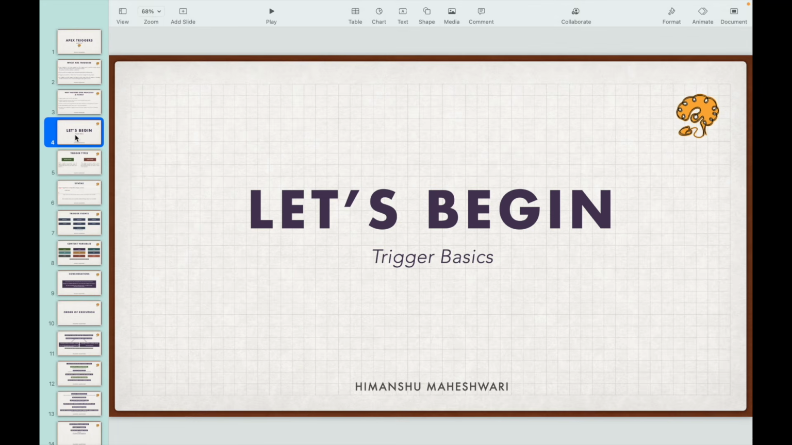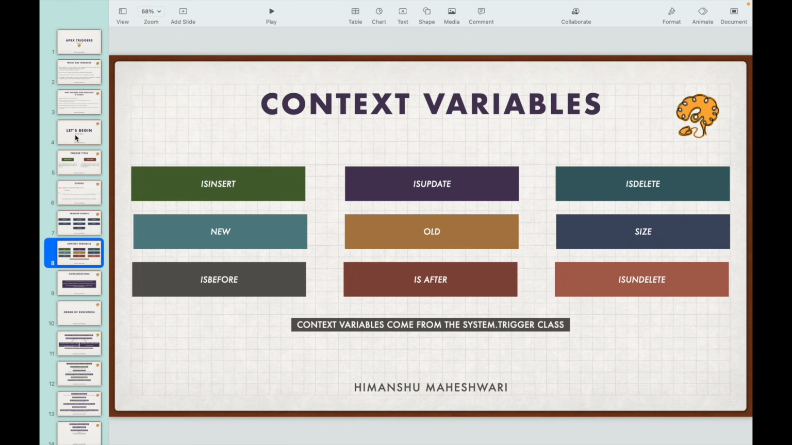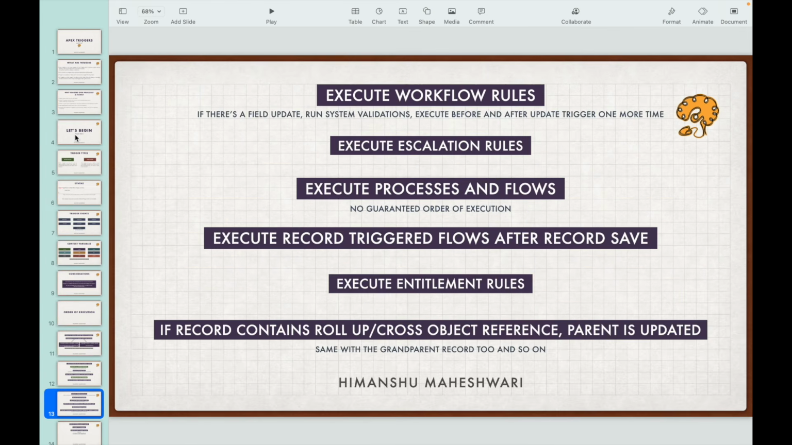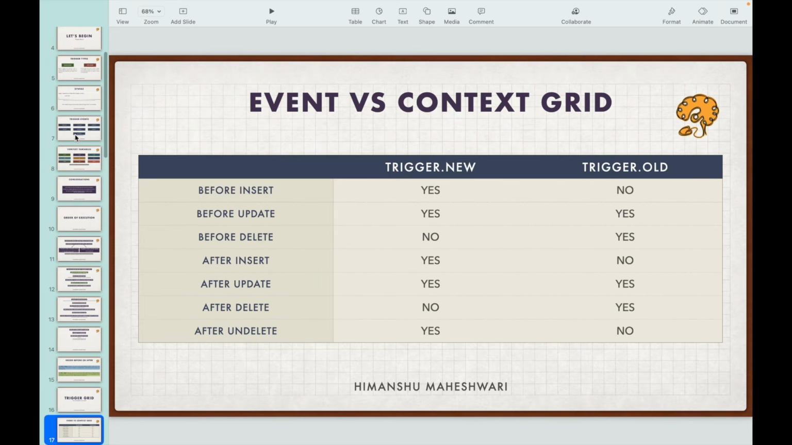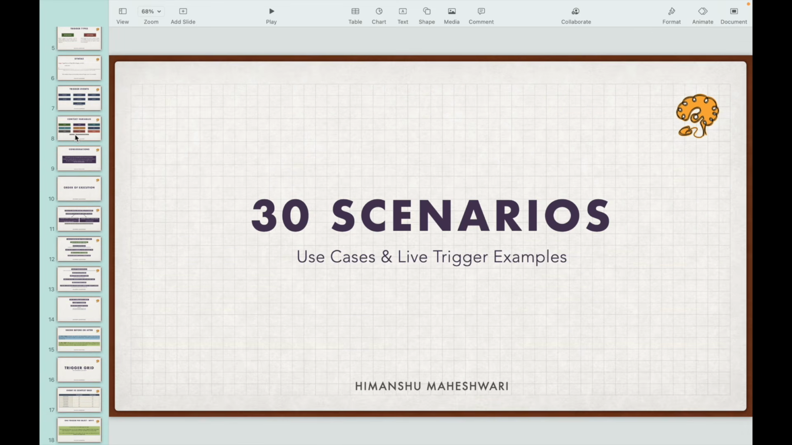Is my context incorrect? Is my event incorrect? Did I miss something out? And try to test it and understand, okay, this is how the trigger is working. This is how the execution is happening. This is why I use this variable, and this is why I use this context. All right. And finally, we'll actually be solving 30 use cases. All right. Do prepare this grid yourself, and that will help you understand trigger context.